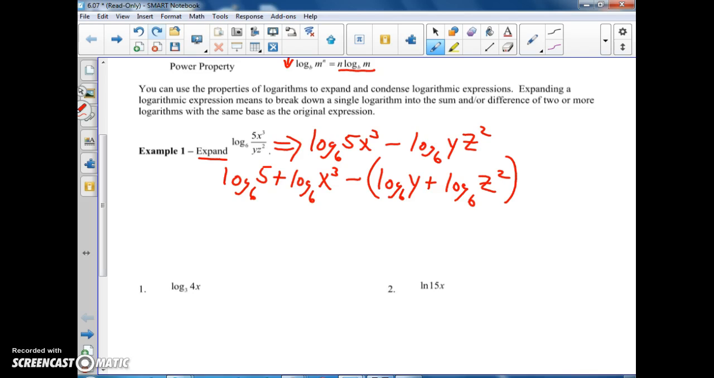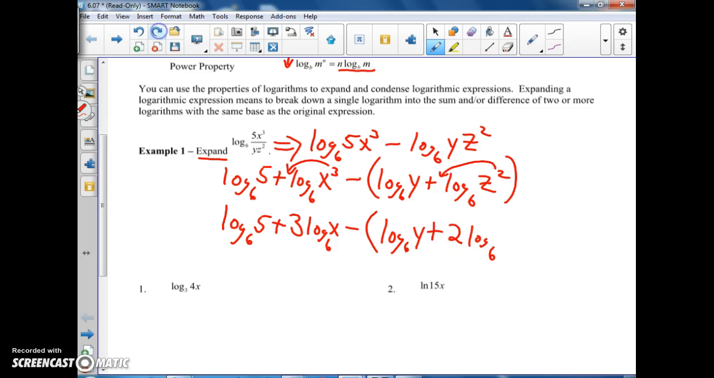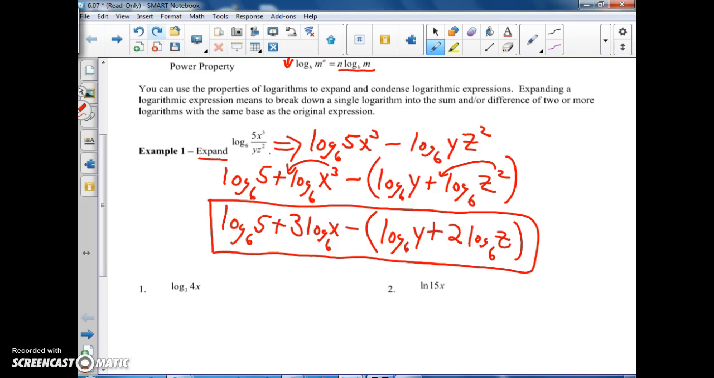Okay, look at this. You see the powers? So what do you do with the powers? You swing them to the front. Here we go, swing, like this. So now we're going to write down log 6 of 5 plus 3 log 6 of x minus the quantity log 6 of y plus 2 log 6 of z. And now you've done everything you can do to it. You've expanded totally, right? So guess what? That's the answer.